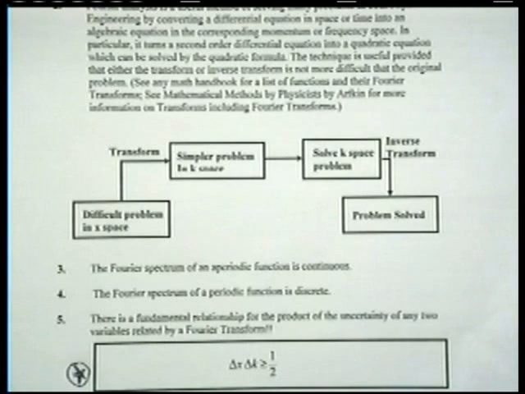Some of them go e to the ikx, that's Fourier. Some of them go e to the minus st, that's Laplace. There's the z transform, Hankel transforms. Take any field of engineering or science, and there will be transforms that have been found useful for their type of problems. The ones we care about are the ones that deal with waves. The ones that deal with waves are Fourier.